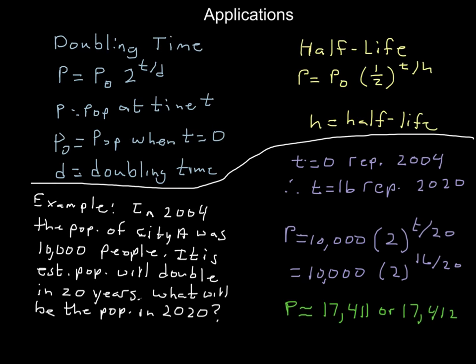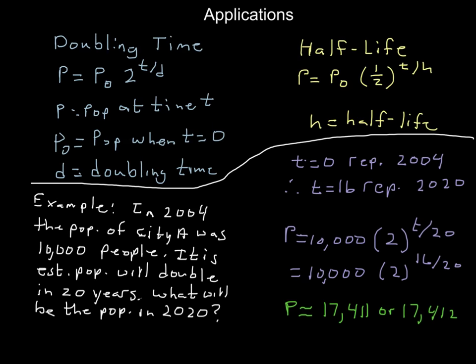In doubling time, we have P is equal to P sub 0 times 2 raised to the T over D power. This is your exponent on 2. And in this case, P is the population at time T. P0 is the population when T is equal to 0, in other words, the initial population, and D will be called the doubling time, okay? And when you're looking at a problem that's involving this, they will tell you what the doubling time is.